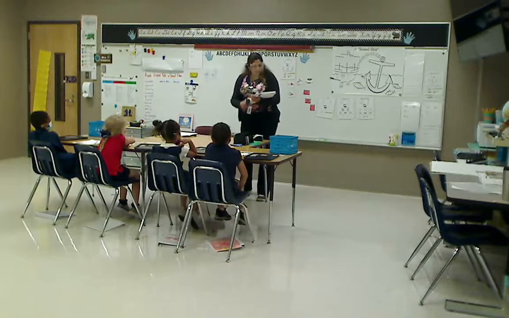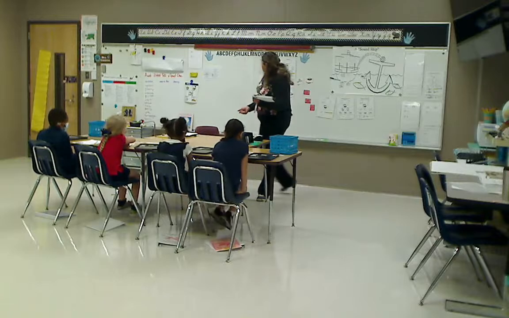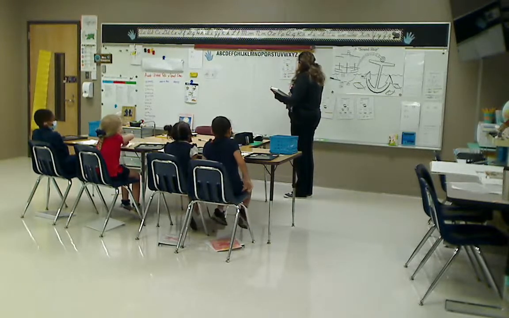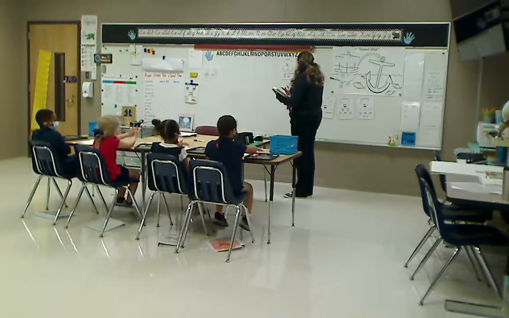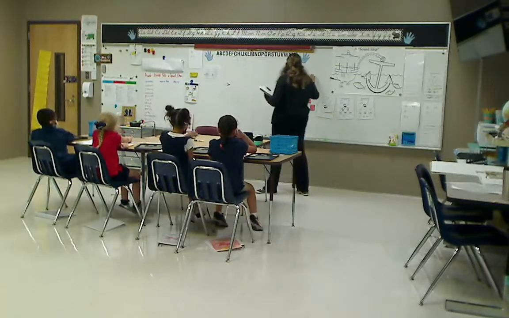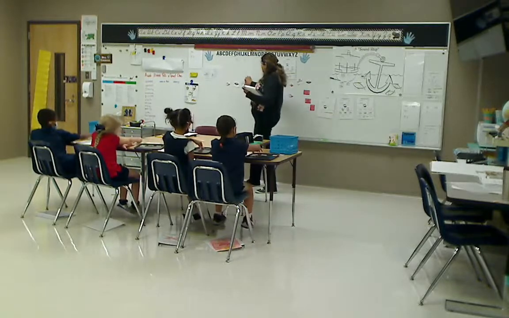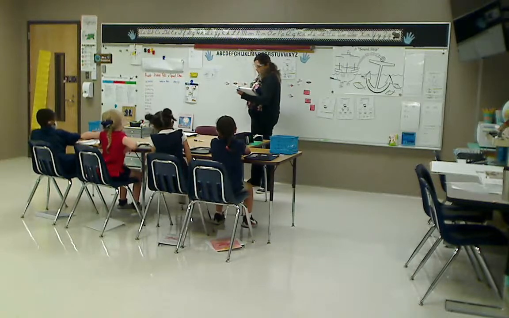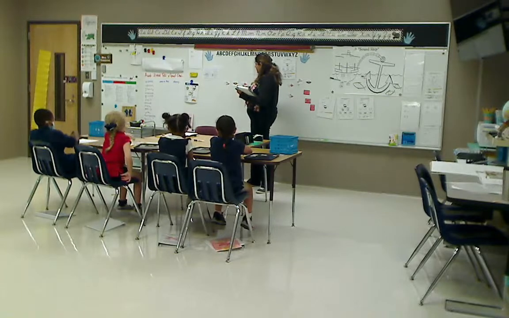Show me dab. Echo, dab. Let's unblend and pull down the sound pictures. Dab. D, a, b. Let's touch and spell. D, A, B.